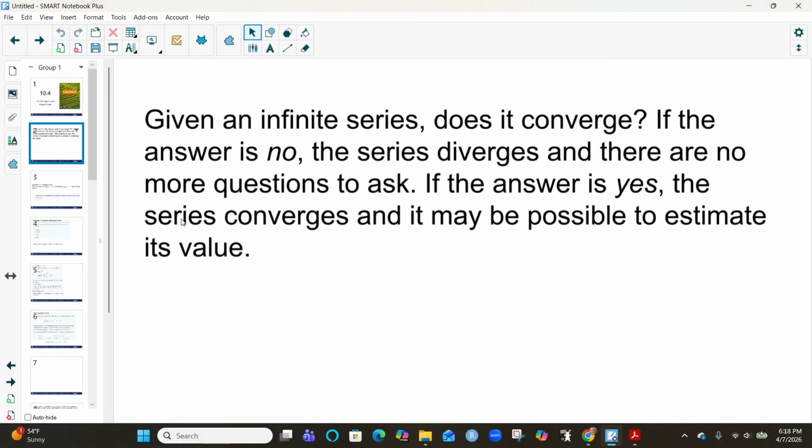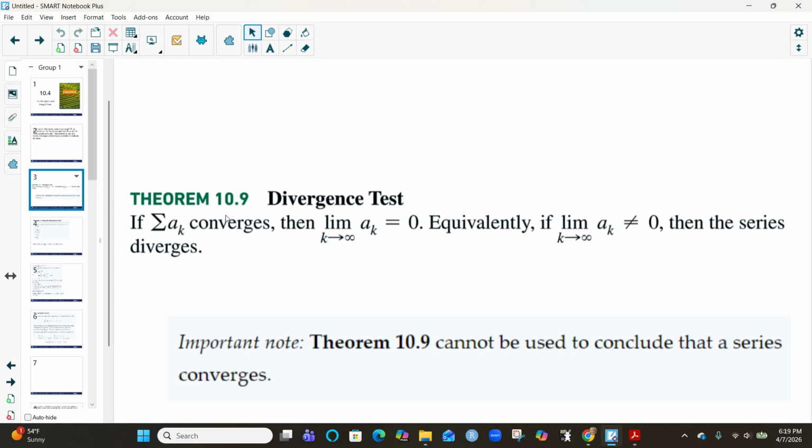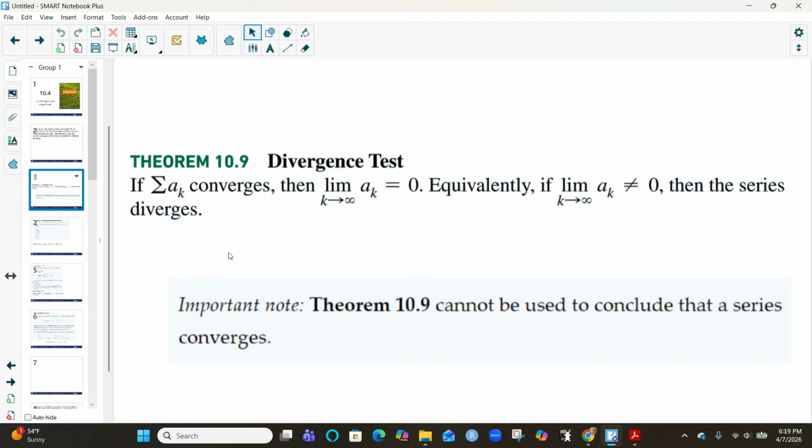I think we all know, does something converge? If the answer is no, then the series diverges and we're done asking questions. If the answer is yes, then the series converges, and it might be that we could estimate what value it converges to. So looking at the divergence test, it's a pretty simple test.